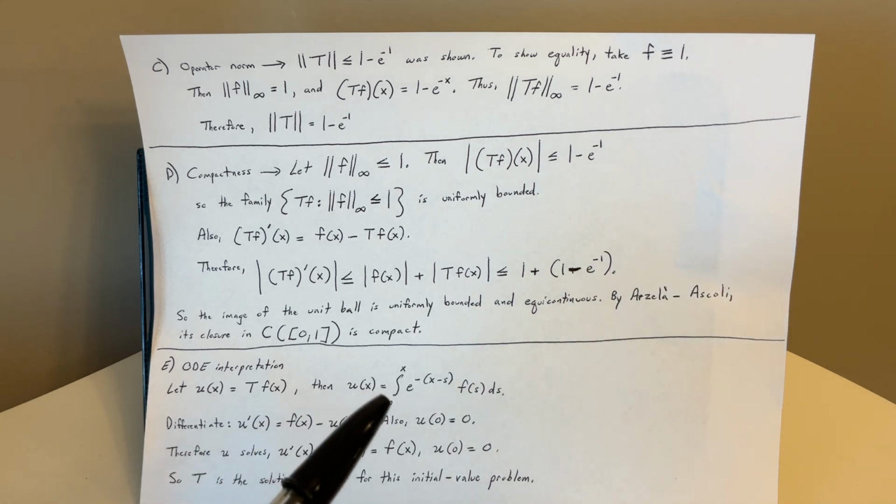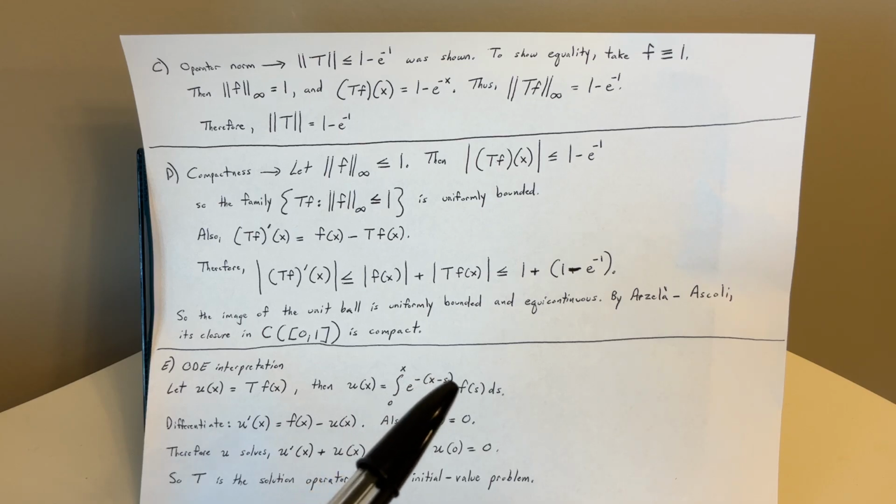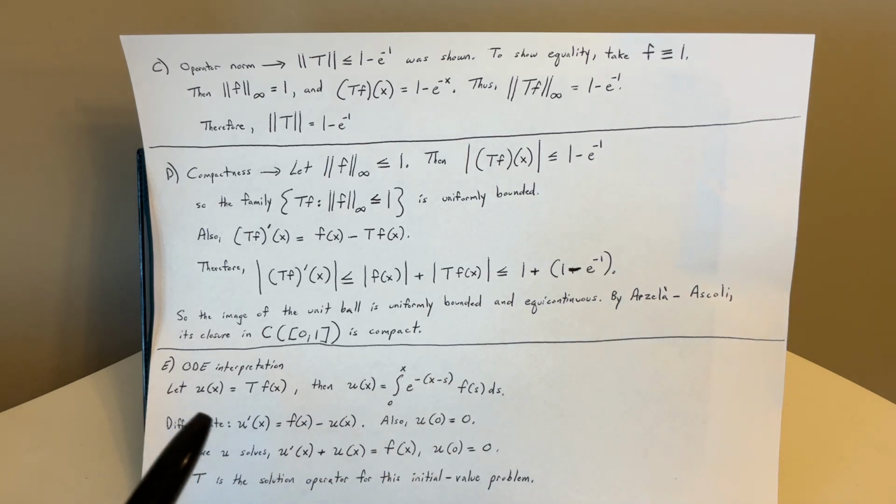Then u of x equals the integral from 0 to x of e to the negative quantity x minus s, f of s ds. Differentiating, u prime of x equals f of x minus u of x. Also, u of 0 is 0. So therefore, u solves u prime of x plus u of x equals f of x, and u of 0 equals 0. So T is a solution operator for this initial value problem.